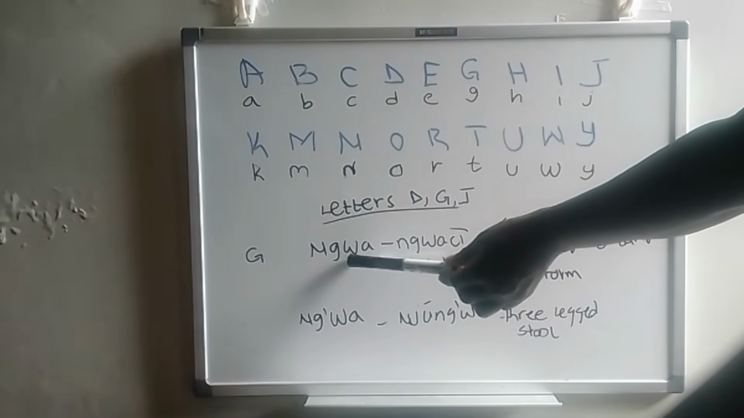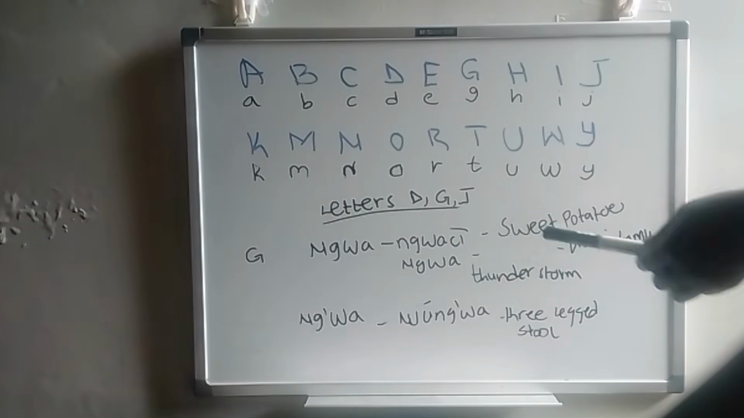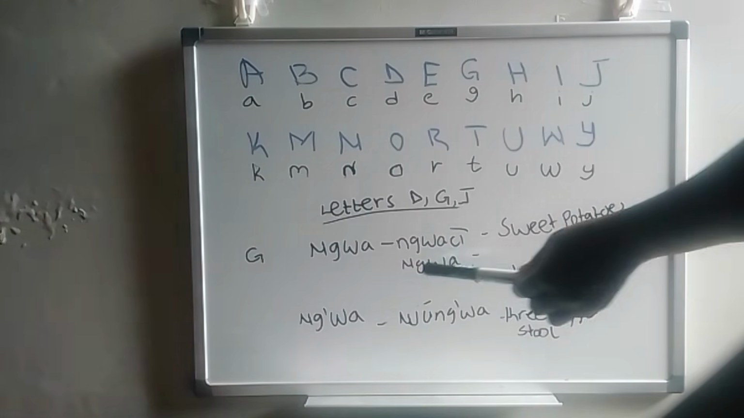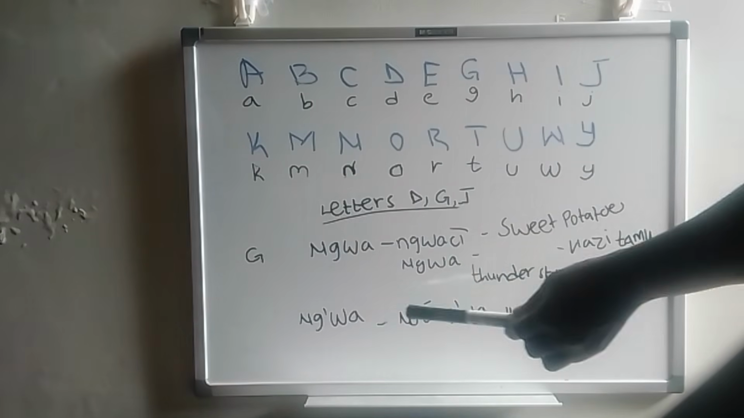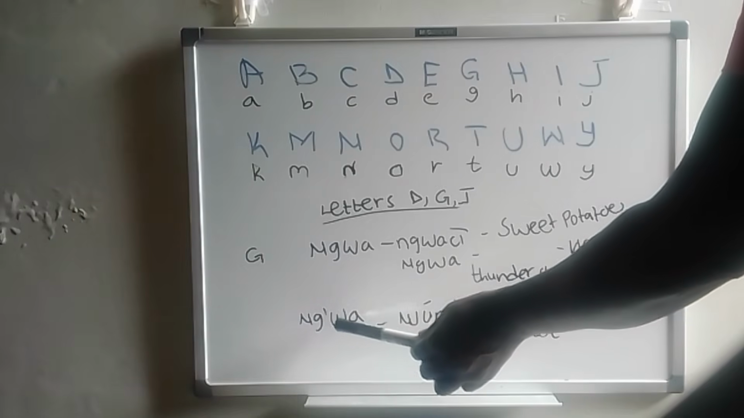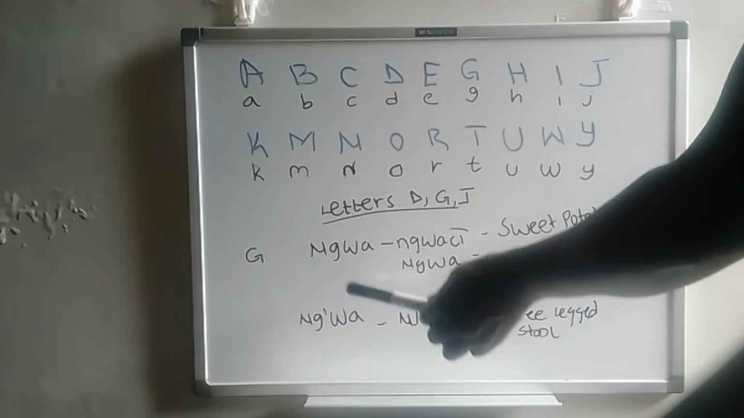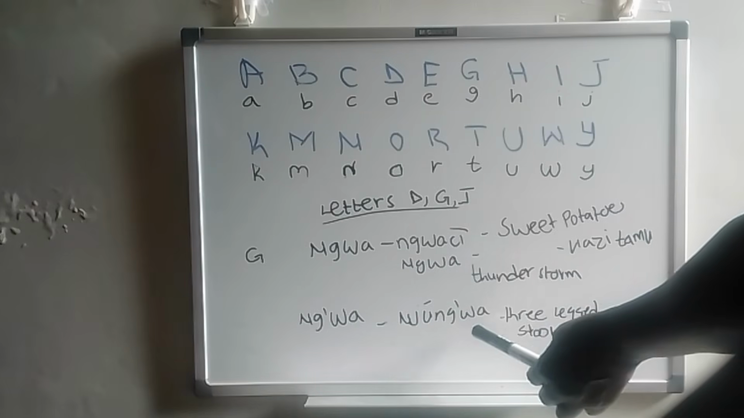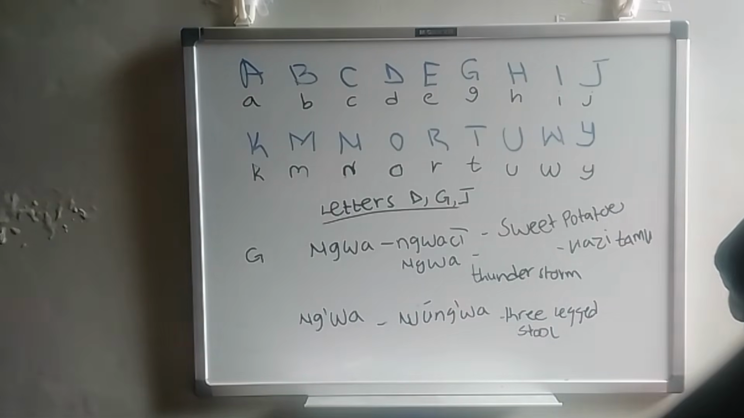Ngwa, gwa. For example, gwashe, that is sweet potatoes. Gwa, that is thunderstorm. You can also use it ng', or any other vowel. For example, jungwa, that is a three-legged stool.